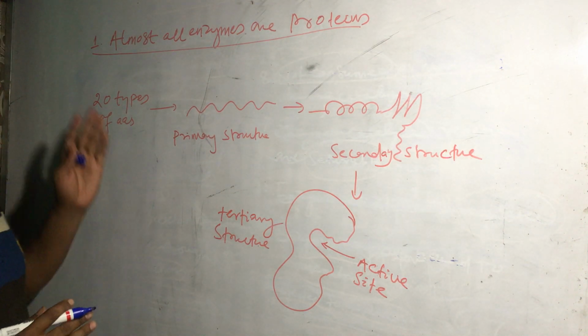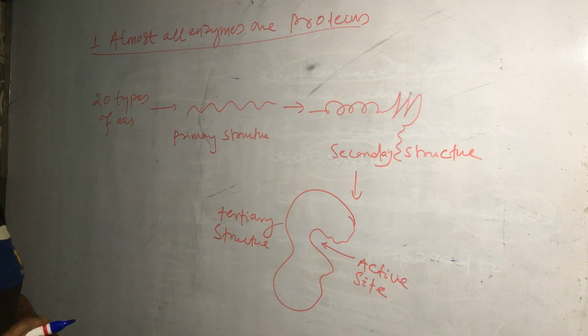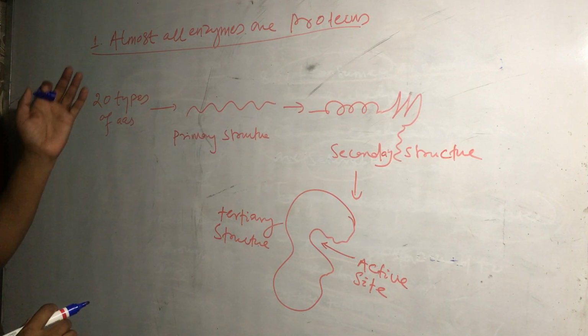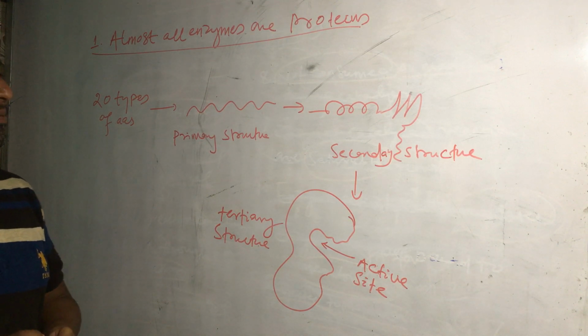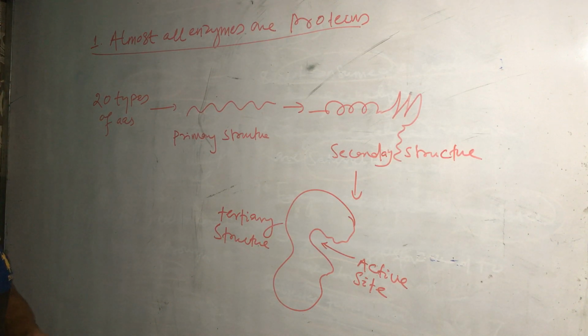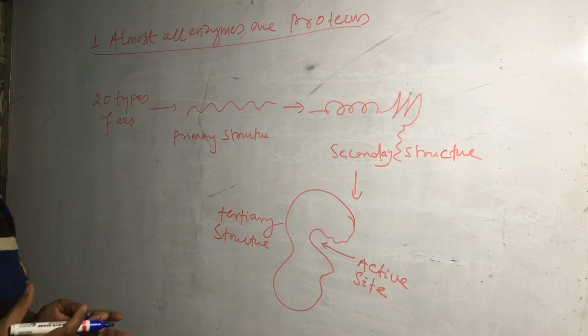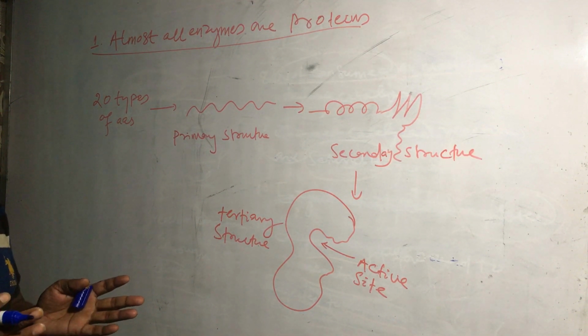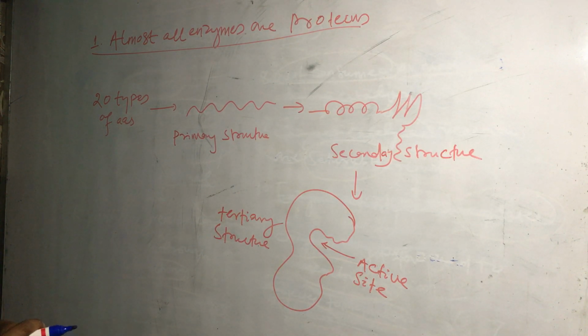Let's come to the first characteristic of enzymes. Almost all enzymes are proteins. Enzymes are mostly proteins, so they are formed out of 20 different amino acids like other proteins. There are 30,000 proteins in humans. Out of that, 50% exhibit enzymatic activity. So about 15,000 different types of enzymes are found in humans.